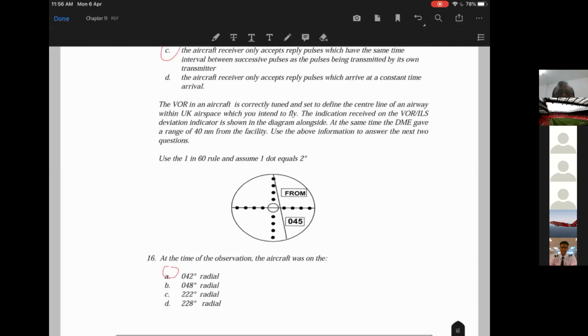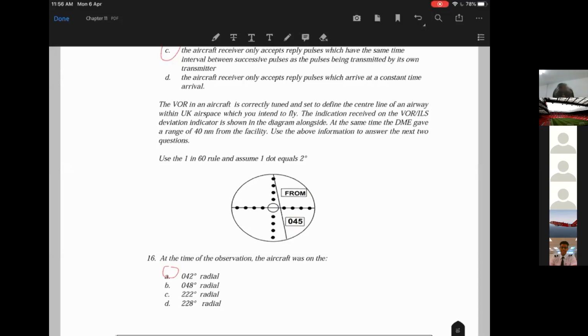So the question is asking about the radial of the aircraft from the VOR, from the beacon. Radial of the aircraft. Yes, correct. The 045 is the selected track. Correct. And 045, you are from the beacon? Yes, correct. So actually you are in the 045 sector? Yes, correct. And the needle tells you to turn right 3 degrees.